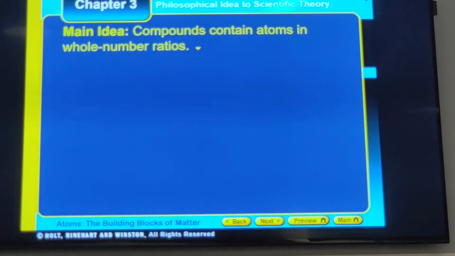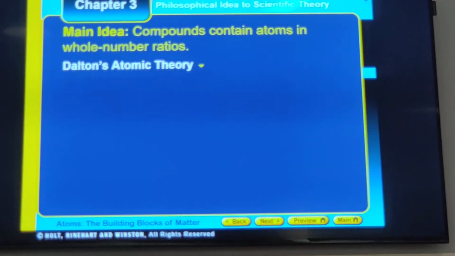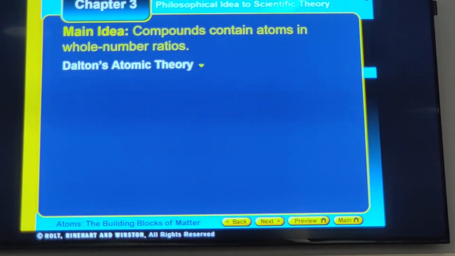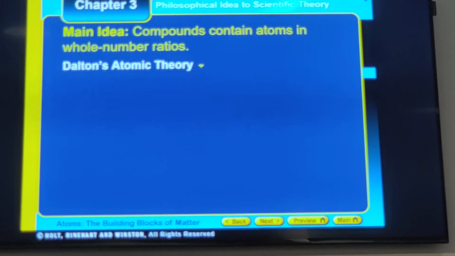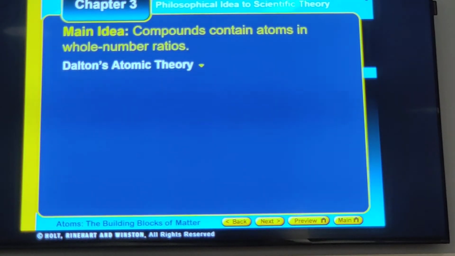Now, compounds contain atoms in a whole number ratio. This idea then has behind it, when you say whole number ratio, is that you can't have a piece of an atom. In chemical reactions, you either take the whole atom or not at all. Okay? There's no in between. Like I need a half an atom, I can't give you a half an atom. You either take all of it or you take none of it. That's your only choices.